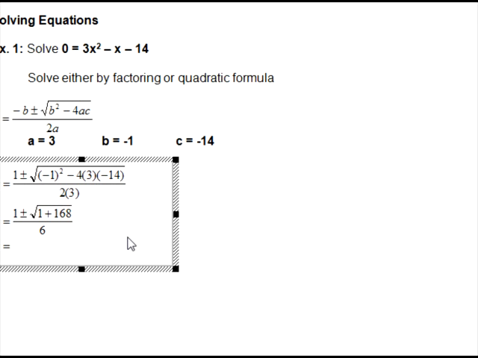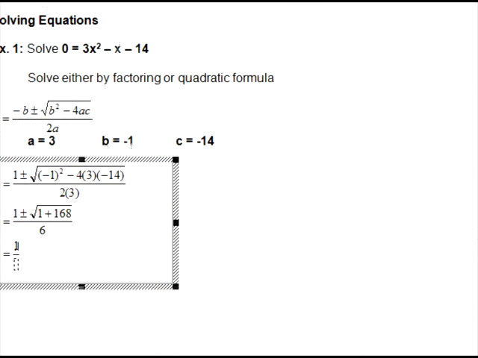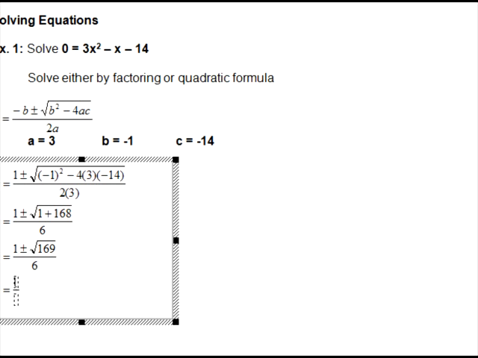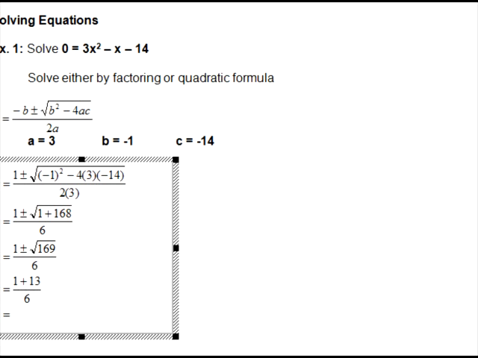Now 1 plus 168 is just going to be 169. So that equals 1 plus or minus the square root of 169 all over 6. Okay, good. Connor, can you do the square root of 169 for me, please? Good, that's 13. Therefore, 1 plus or minus 13 over 6.